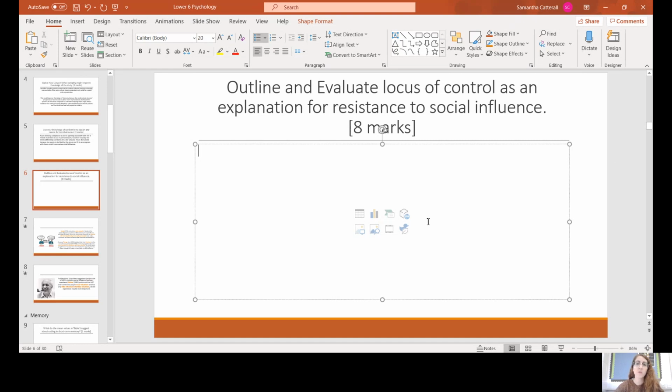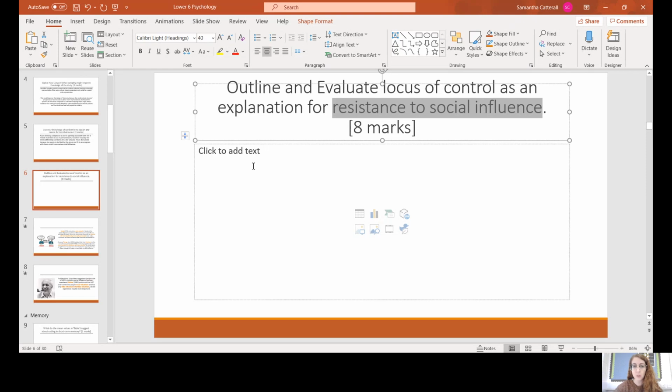So for this question, pretty much everybody explained what locus of control was and explained what an internal locus of control was and what an external locus of control was, which was great. But what kind of tripped a lot of people up was this resistance to social influence. There wasn't a clear answer about which locus of control, so internal or external, means that you can resist social influence. And when we talk about social influence, we mean obedience, we mean conformity, so any of that stuff.